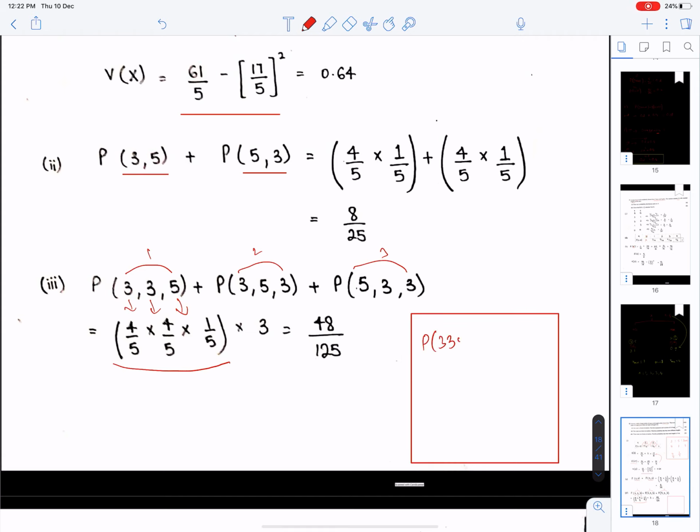3, 3, 5 in any way. So 3 factorial over 2 factorial, 4, 5, 4, 5, 1, 5 times 3. This is another way.